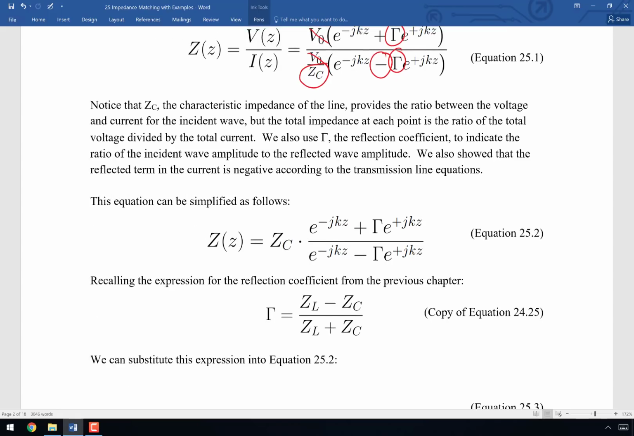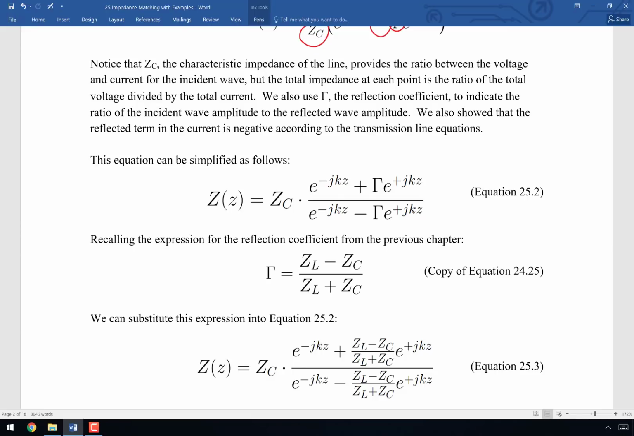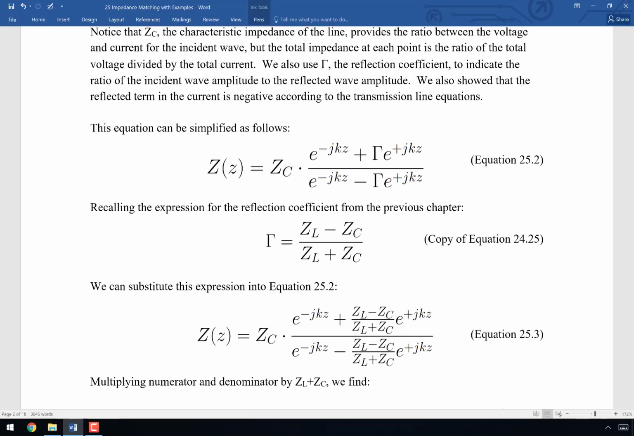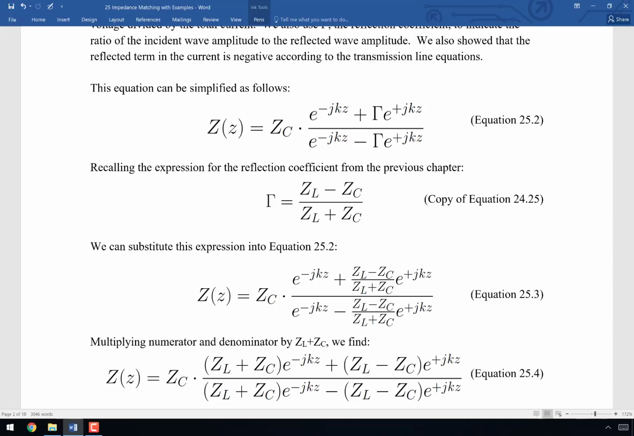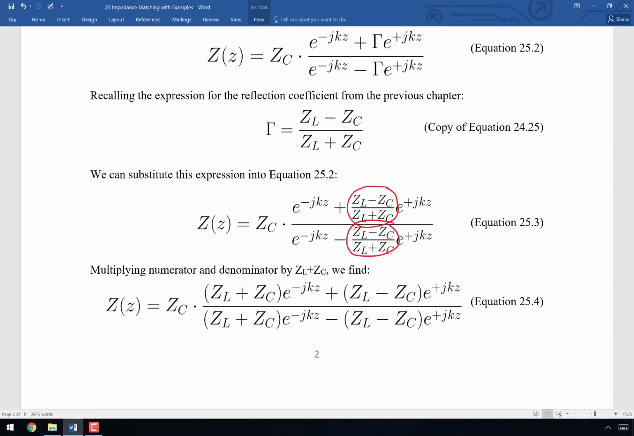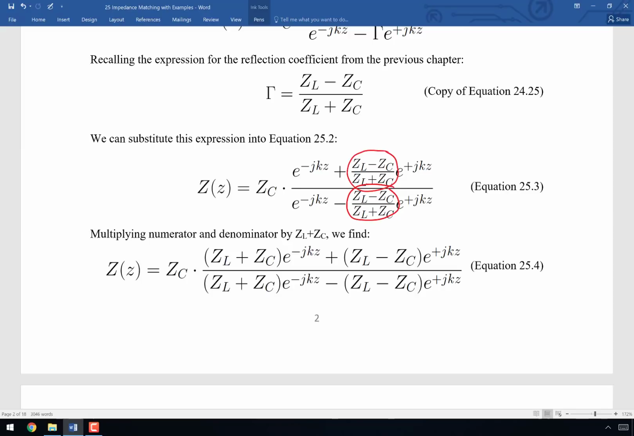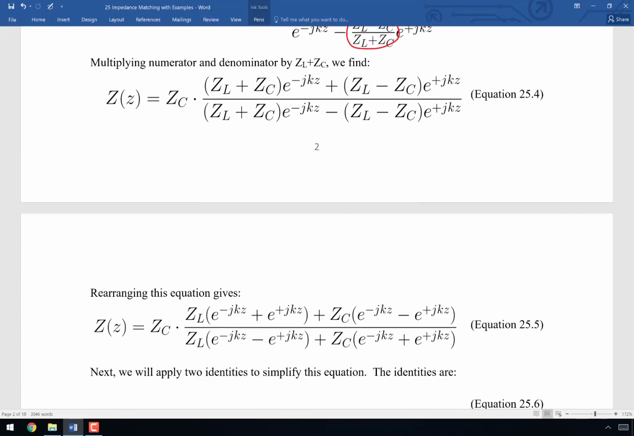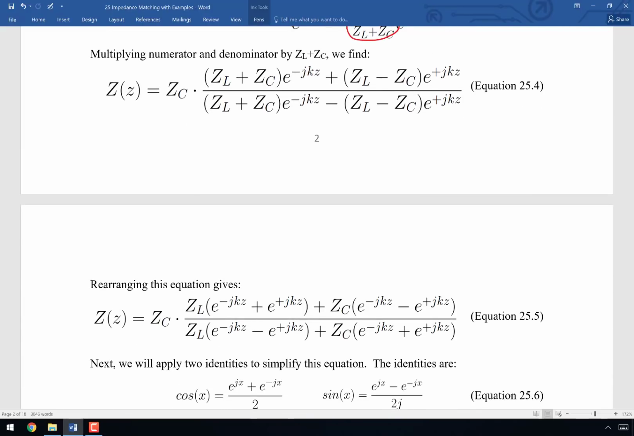We're furthermore going to substitute in what we know for gamma, which came from equation 24.25. So you can see that in 25.3, we've simply substituted that ratio in for gamma in both places where gamma occurred. Next, we're going to multiply through by Z sub L plus Z sub c in the numerator and the denominator, and that's going to give us equation 25.4. Then we're going to group similar terms together: all of the Z sub L terms together and all of the Z sub c terms together. And then we get a combination of 2 complex exponentials, one of them positive and one of them negative.